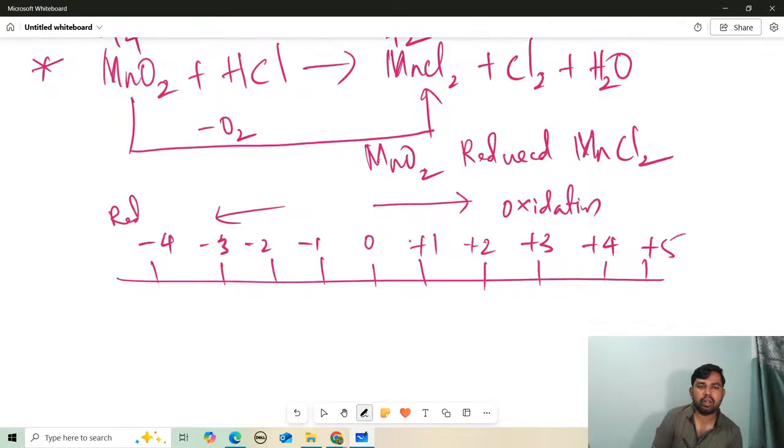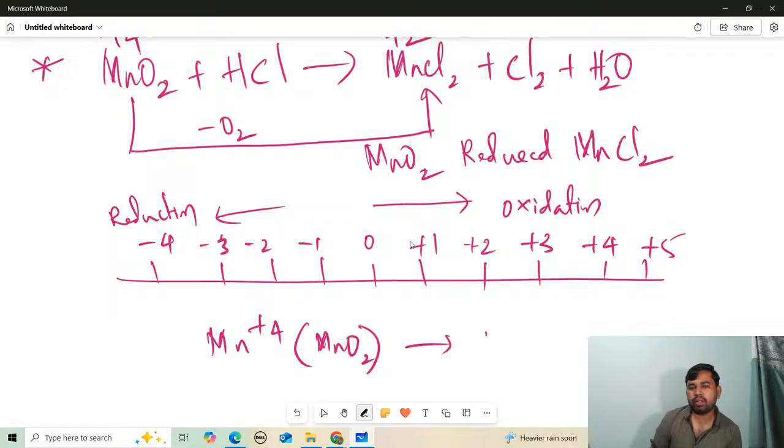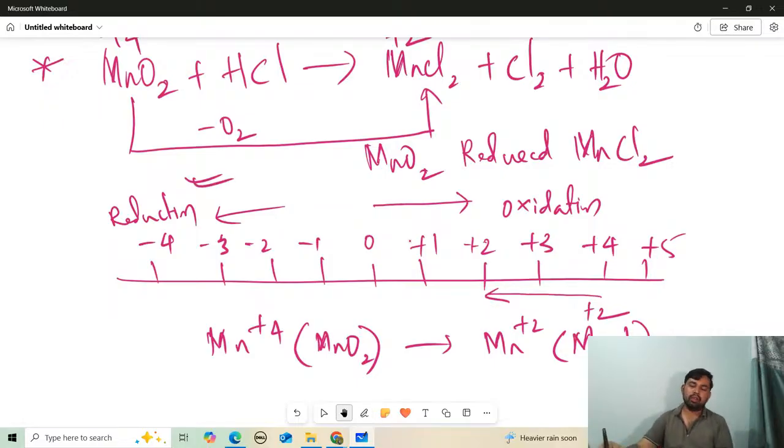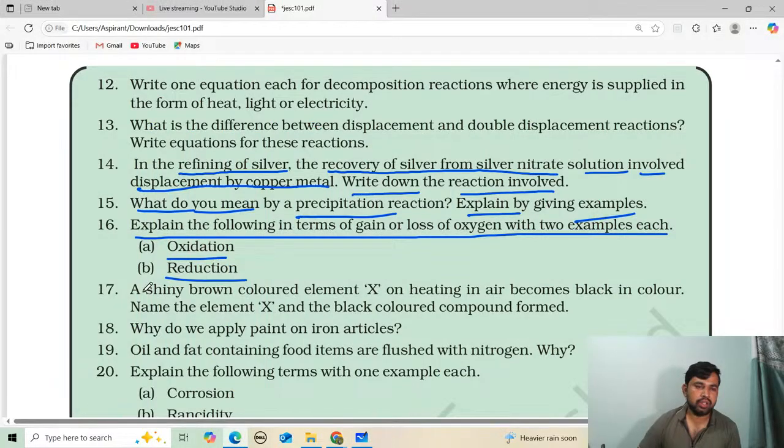So here, Mn in MnO2 has an oxidation state of plus 4. Now it becomes Mn plus 2 in MnCl2. So plus 4 to plus 2 is a decrease in charge. That's why it is undergoing a reduction process. So anyway, removal of oxygen. This is question number 16.